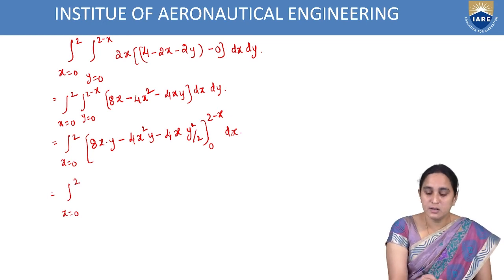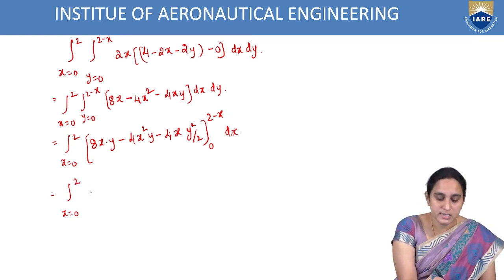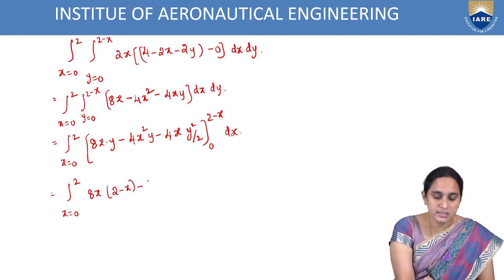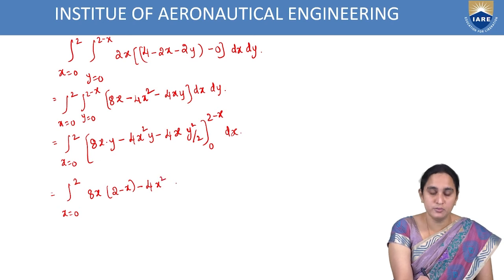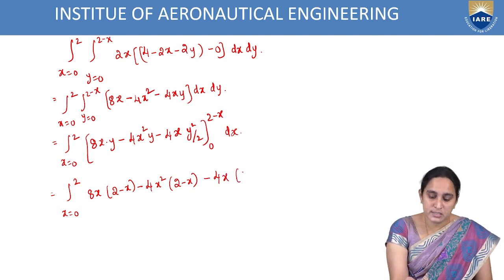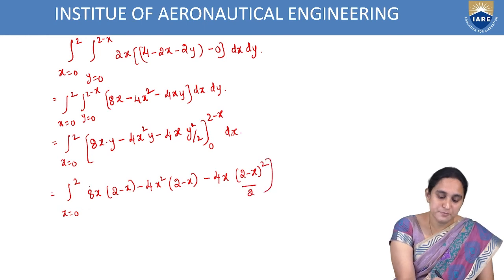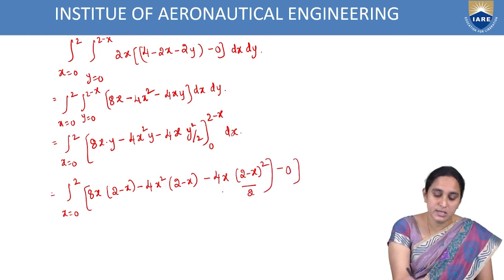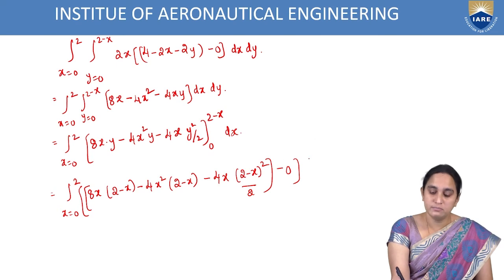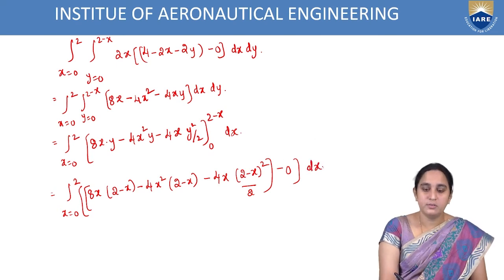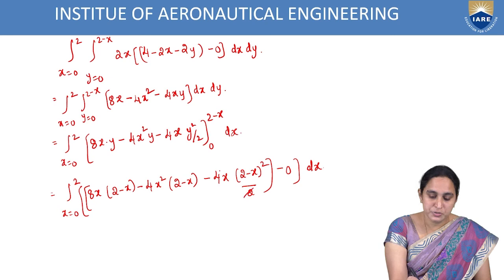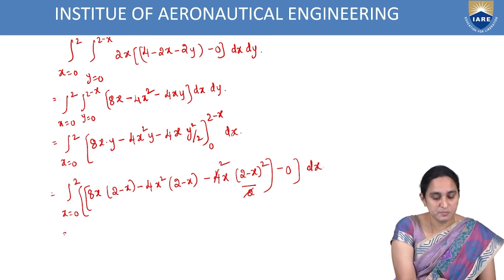I'm substituting the limit points for y, that is 8x into 2 minus x, minus 4x square into y upper point as 2 minus x, minus 4x into y upper point as 2 minus x whole square by 2. We are substituting the lower point, that is completely 0, into dx. Now I'm simplifying this.